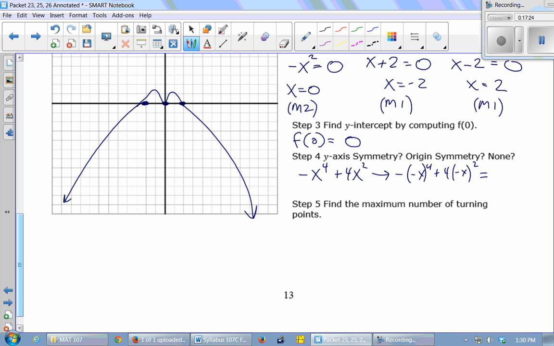Negative x to the 4th becomes positive x to the 4th, because you have negative times negative times negative times negative, but then we still have this negative out front. So this is negative x to the 4th plus, and then negative x squared is x squared. Forgot my 4. And that is exactly my original function. So in this one, I have y-axis symmetry, which we thought might be the case from the graph.